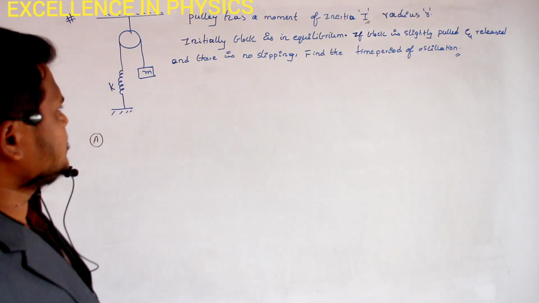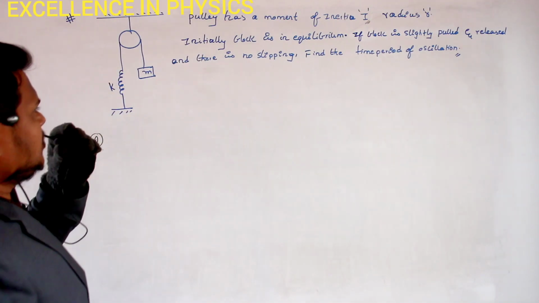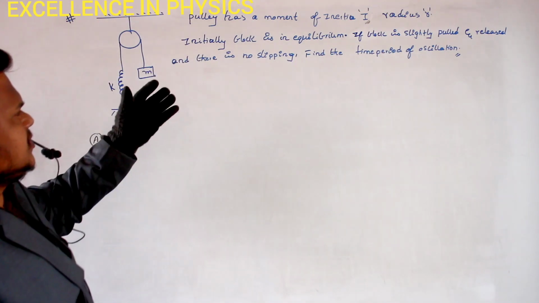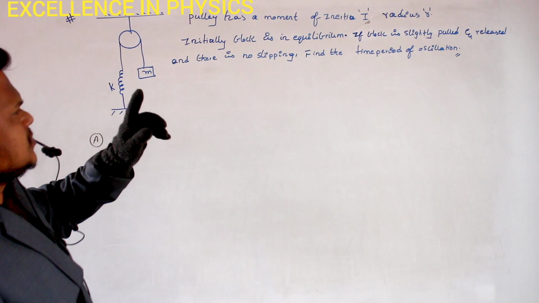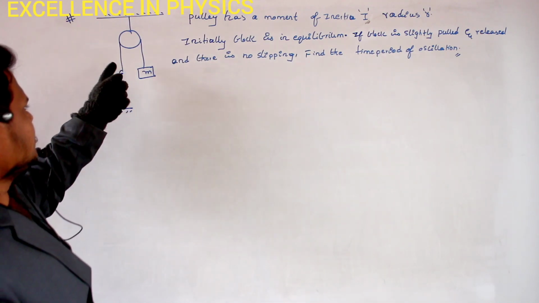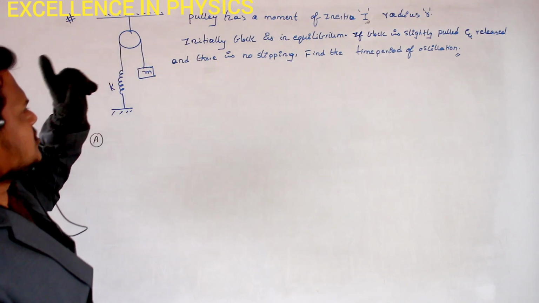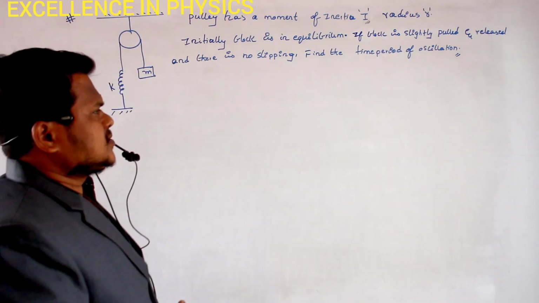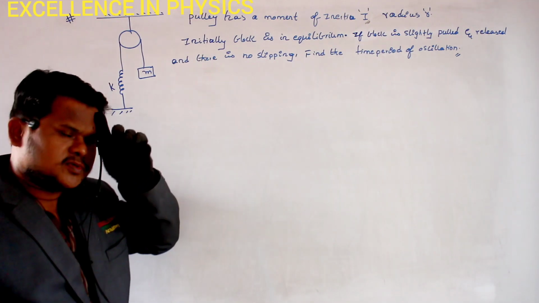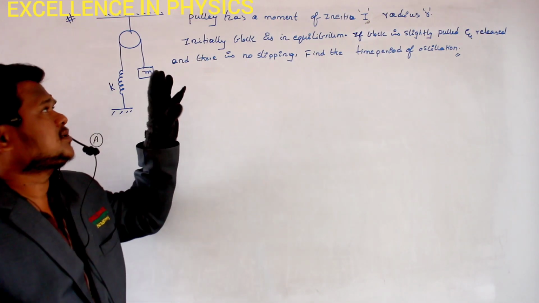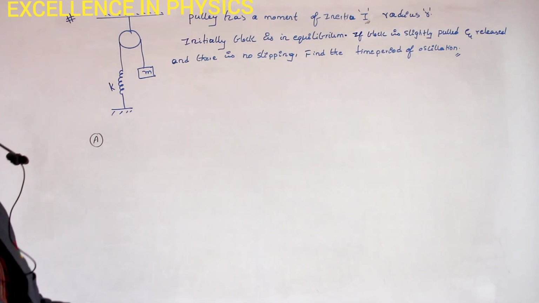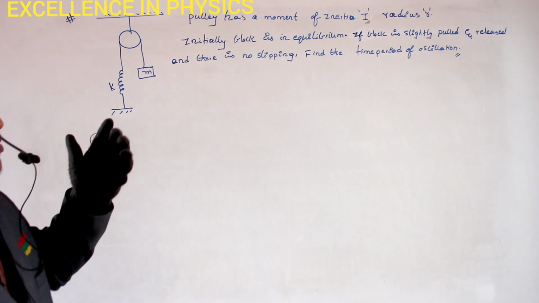Now let us see this question. This pulley has a moment of inertia I, radius is r, and initially the block is in equilibrium. If the block is slightly pulled and released, and there is no slipping between the thread and the pulley, then find the time period of oscillation. This type of problem we have done previously, but here we are supposed to consider the rotation of the pulley also, which has a moment of inertia I. Clear, ma? So let us see how we can do this problem.